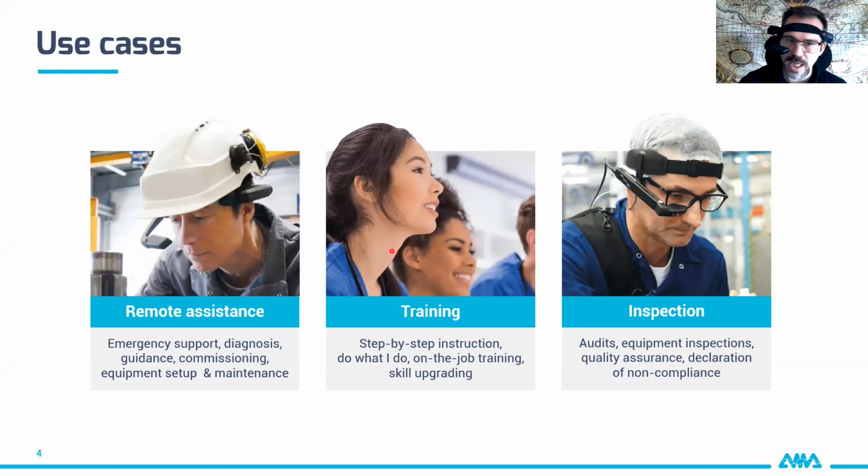The second one is the training. And here we have two kinds of approaches. So you can have the expert wear, for example, the glasses, and show the procedure to an audience of people who need to learn how to do stuff. But also the opposite can work. So for example, someone that needs to learn a procedure will use the glasses, and the expert will see from his remote location what the person who is learning is doing, and will correct him in real time. And the final one is the inspection.